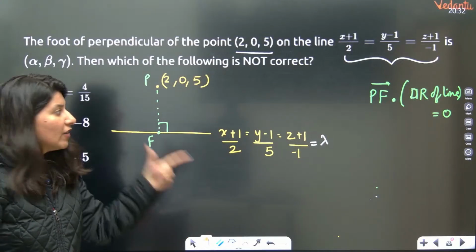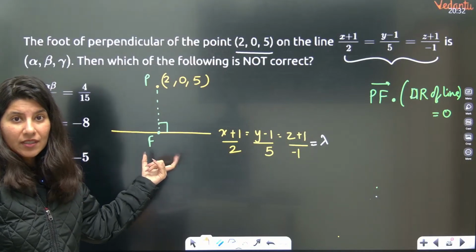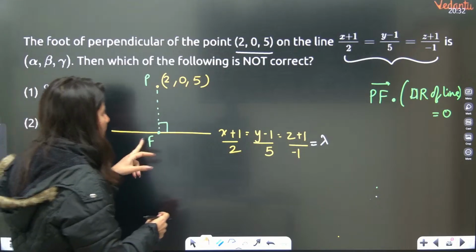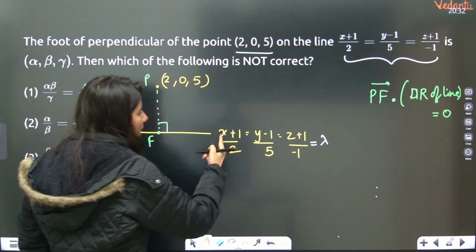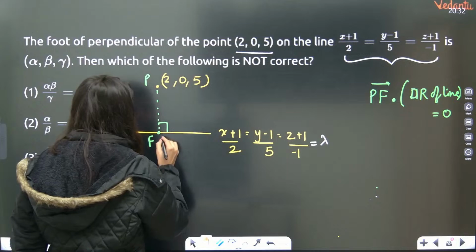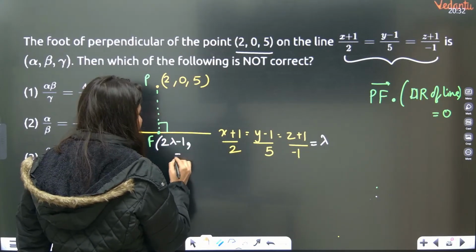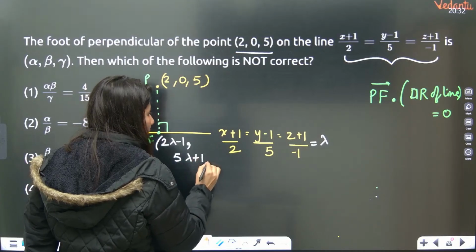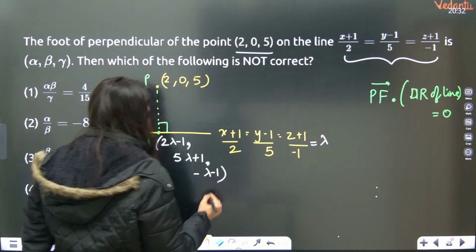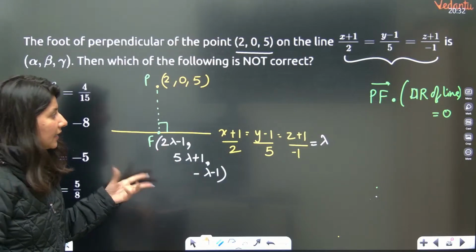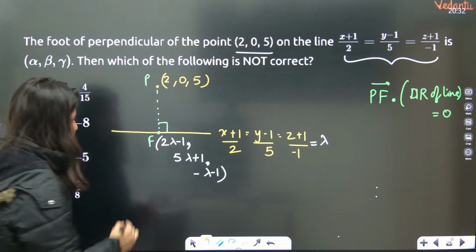Step number 1, assume the point on a line. Assume it. So how to assume a point on this line in terms of lambda? So x will be 2 lambda minus 1, comma, y will be 5 lambda plus 1, comma, minus lambda minus 1. This is your F, x, comma, y, comma, z. Correct?